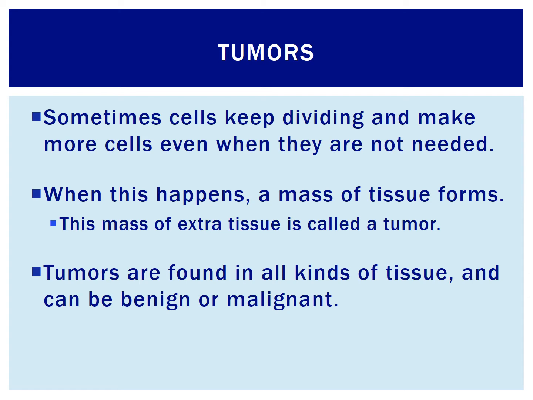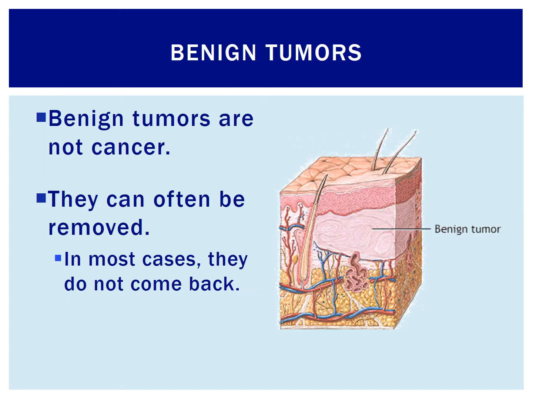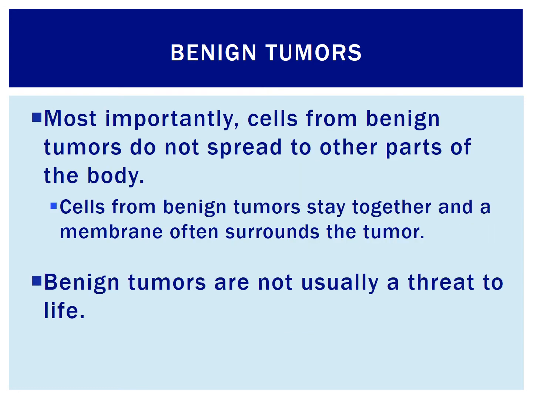Tumors can be benign or malignant. Benign tumors are not cancer. Most of the time, they can be removed, and in most cases, the benign tumors do not come back. Benign tumors have cells that do not spread to other parts of the body. The cells in these tumors stay together, and a membrane usually surrounds the tumor.